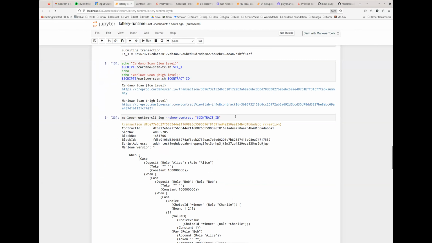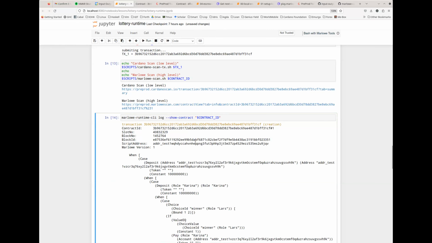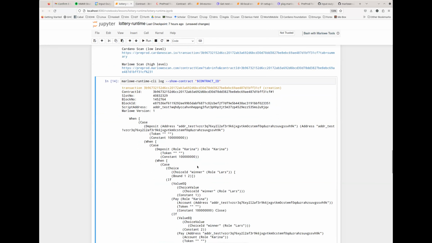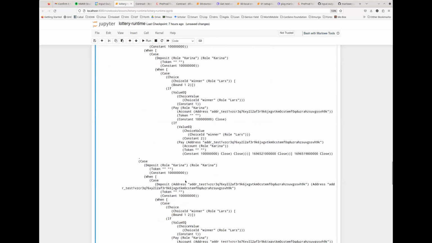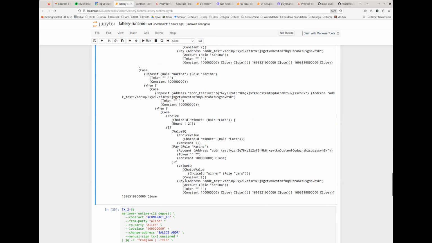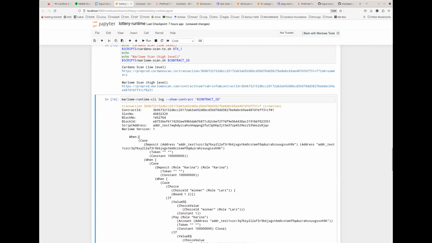So I was here. Now there is another command of this Marlowe runtime CLI. It's called log, and it can show the state of a contract. So we see we have created it, and here we also see the full contract. So we don't have to use this Marlowe scan in the browser. We can also just use this command line tool again with the log command.